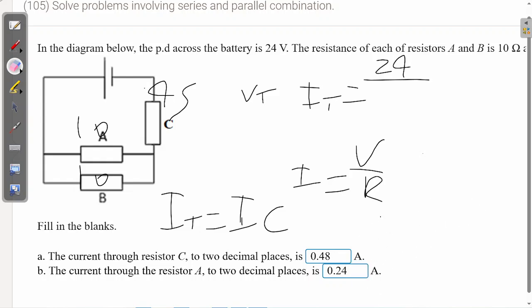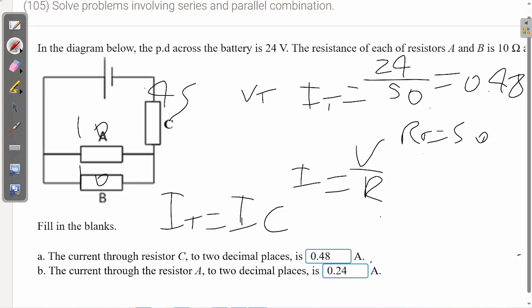So R_A and B is equal to 5 ohms. Now you add with C, because in series you just add the resistances. So 5 plus 45 is 50. So it's 50. Our total is 50. So you just put 24 over 50, you will get 0.48. Okay.